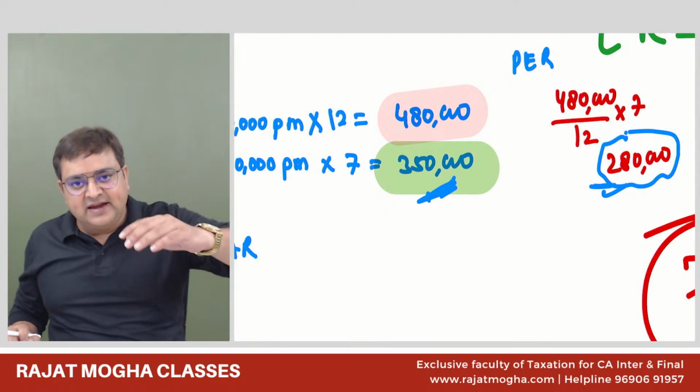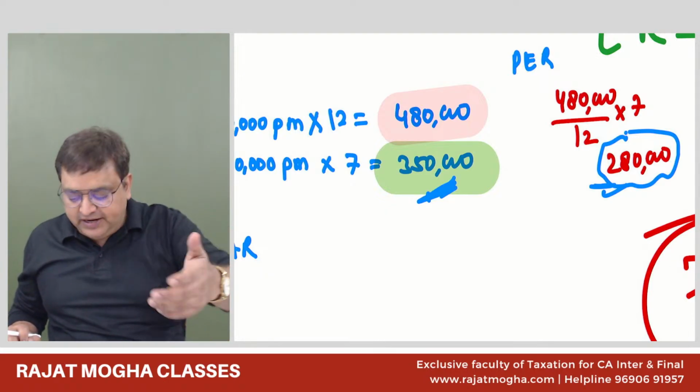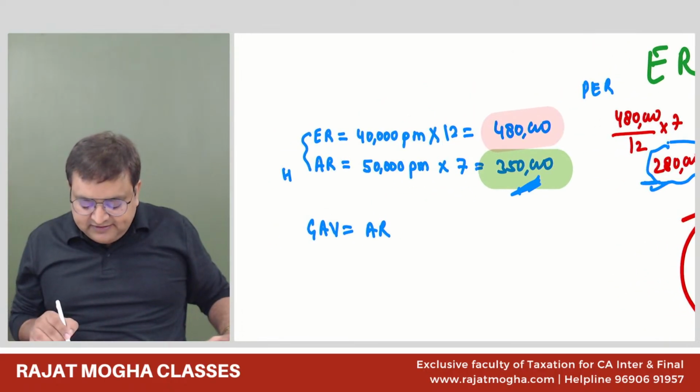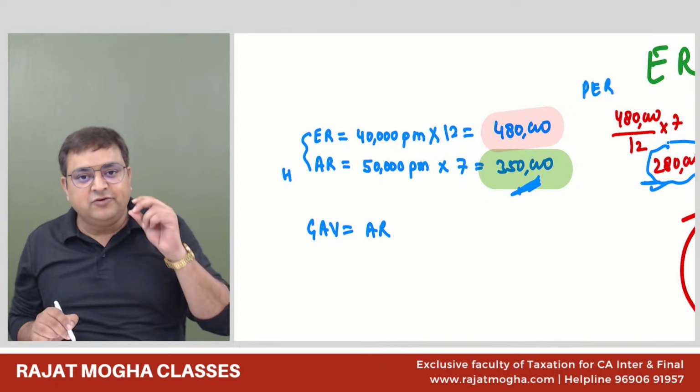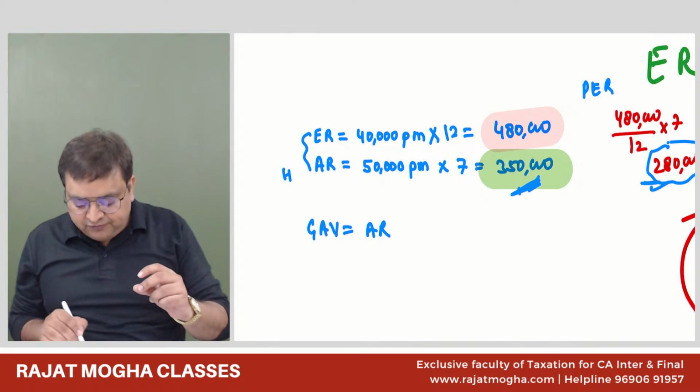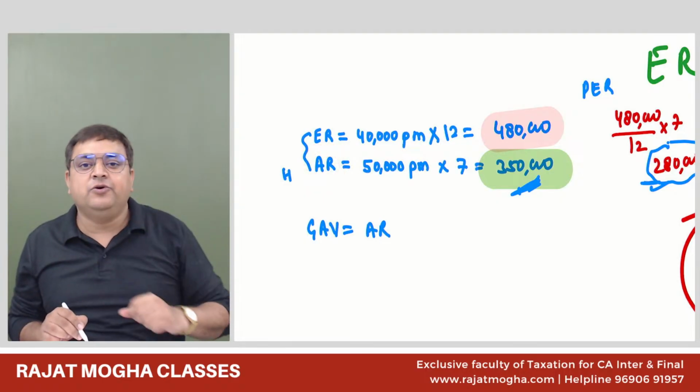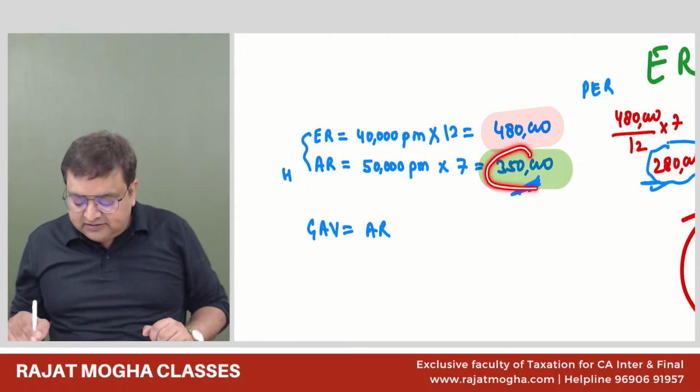Now, please understand it logically. My assessee was genuine. Right? So we should take his actual rent only as the base. So we have taken 350.